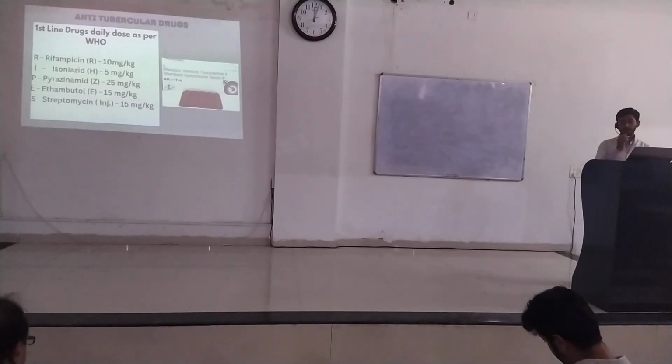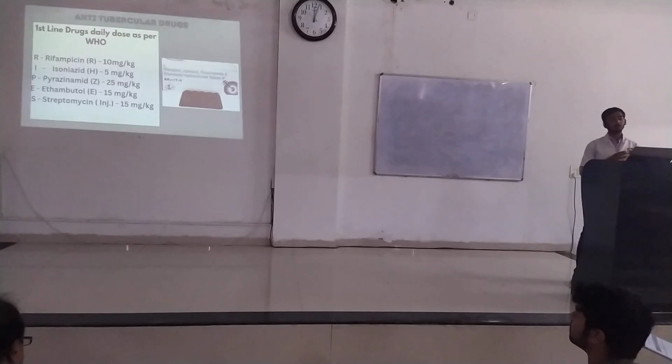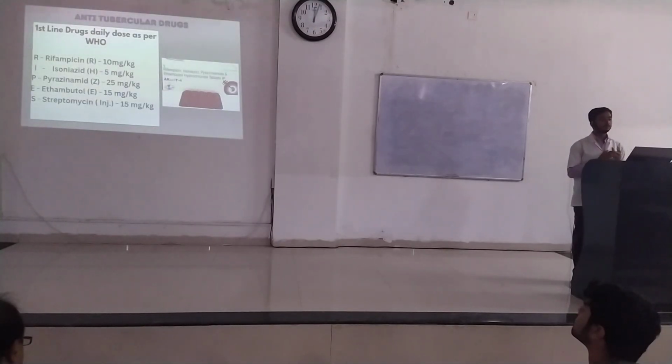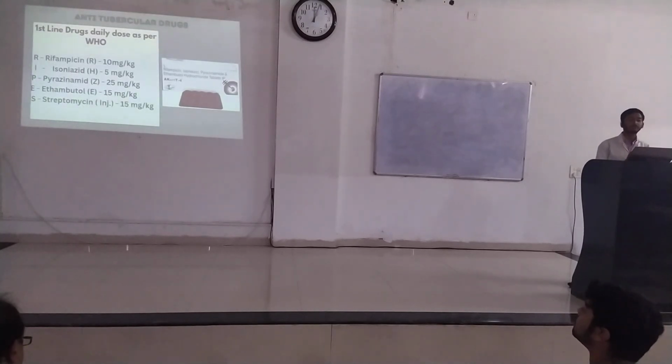Alongside, you see the drug dose, which is as per the weight of the patient, guided by WHO. All the first-line drugs are available as FDC because the mechanism of action of each drug varies slightly. Some drugs are more useful in the case of extracellular tubercular bacilli, and some are more useful for intracellular tubercular bacilli. So the combination of all the first-line drugs in the form of a fixed dose combination helps in treating TB and preventing the emergence of resistance.